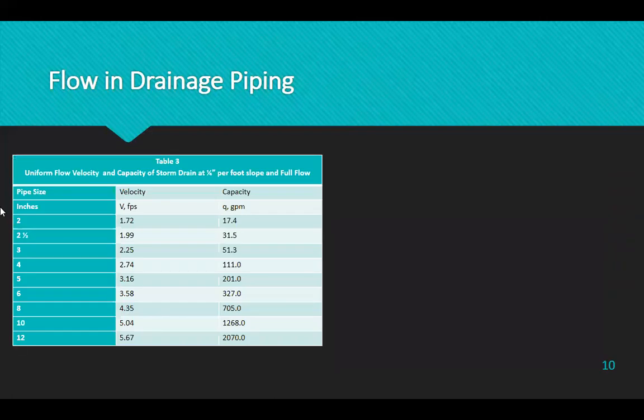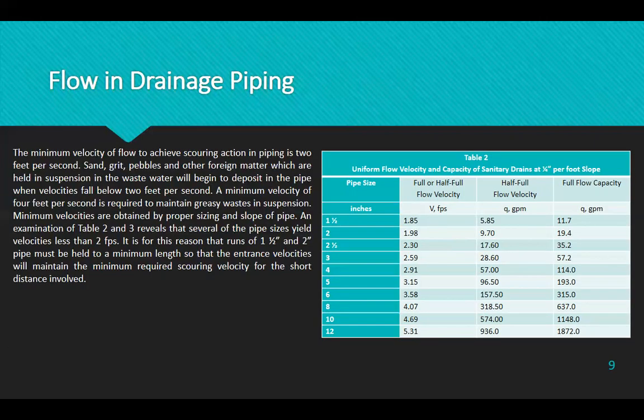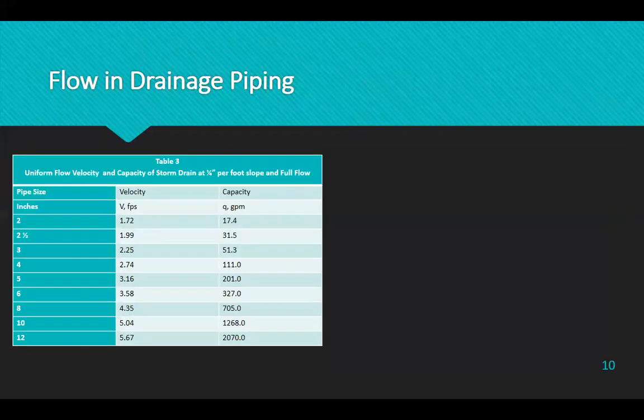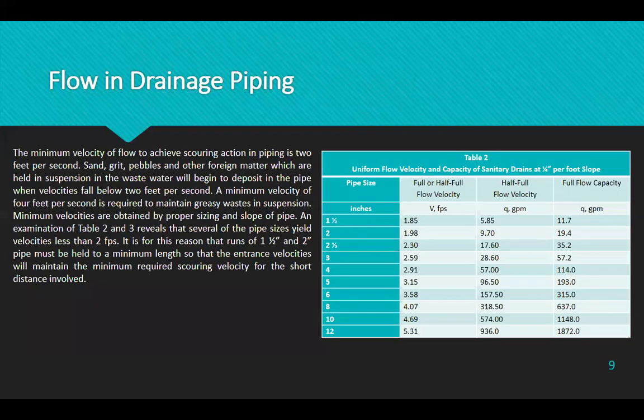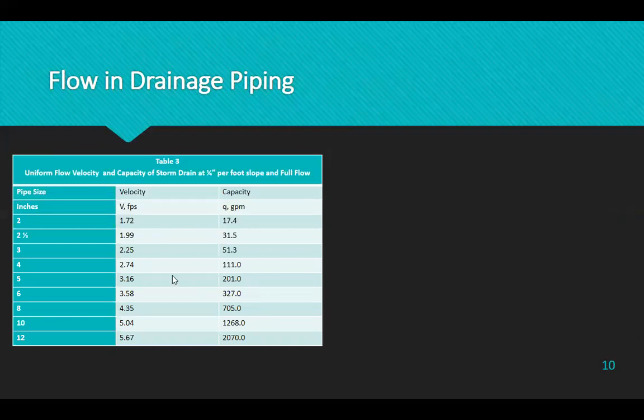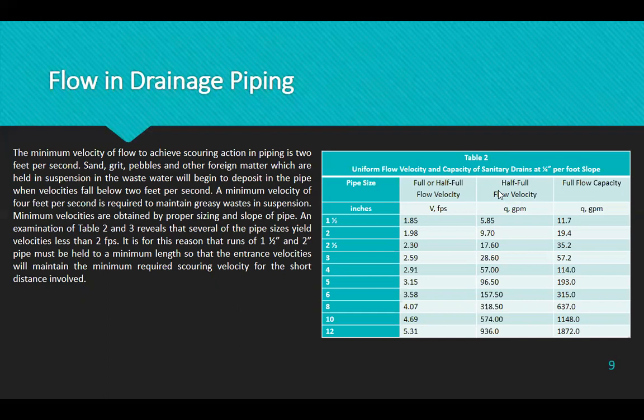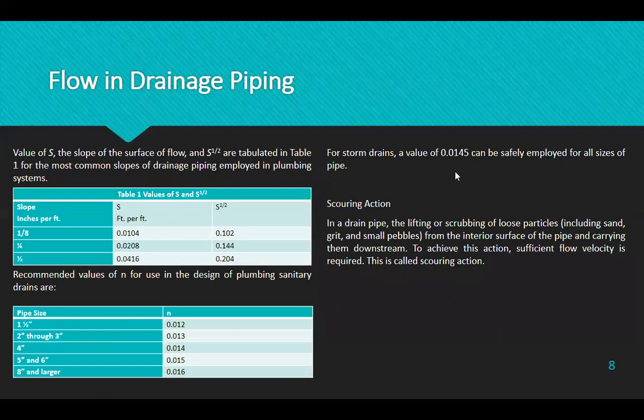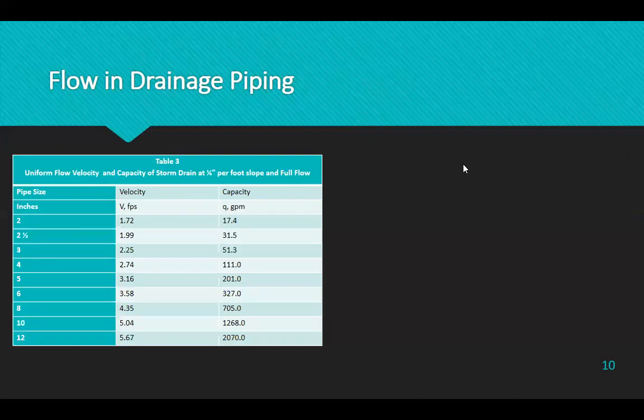So table 3, velocity naman. So this is for storm drain, table 3. And this is for sanitary drain. Di ba binanggit dito? Yan. Ito yung sa storm drain.